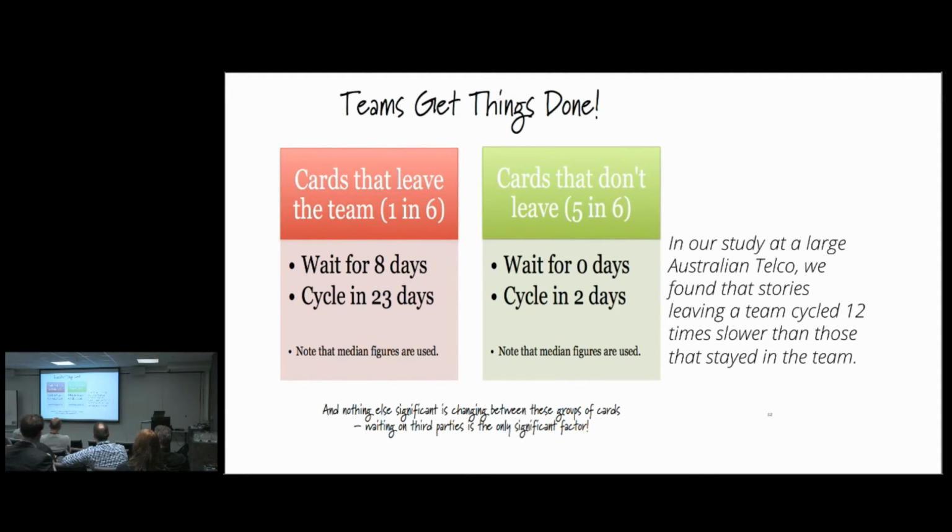Cards that leave the team cycle, which is get done in 23 days. Cards that don't leave, on average, 2 days. That's the effect of work going outside your teams. That's why in Ebola treatment, work doesn't leave the team. Work stays within the team, because we want the 2 days. We don't want 23 days if you're treating Ebola. Similarly, with what we do, if we're optimizing for adaptability, for agility, for minimizing the cost of delay, maximizing the amount of money we can make, or saving lives, or whatever it is we're optimizing for, if we can get work done within teams, that's the way to go.